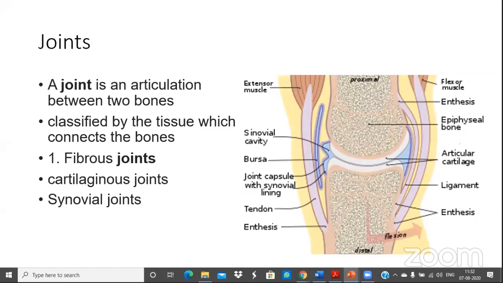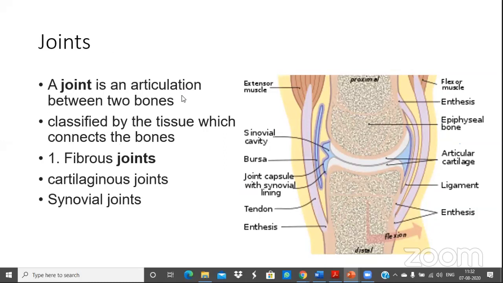Right, we move on to the joint now. Clear? Right, a joint is an articulation between two bones, or the articulation site of two or more bones. They used to say it like that. It is where two bones are meeting together, right? And these bones are connected by one particular structure. Already we discussed ligaments. Mostly a bone is attached to another bone with the help of ligaments.